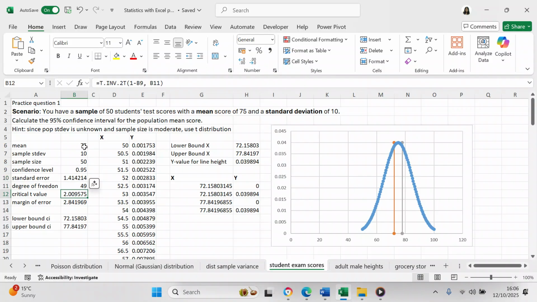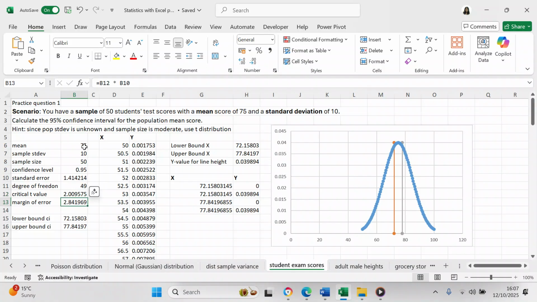Your critical t-value is T because we're using the t-distribution. The function is T.INV.2T, where 2T indicates two tails, then brackets, 1 minus B9, so that's 1 minus 0.95, comma, B11, the degrees of freedom. And that gives you a critical t-value of 2.009.